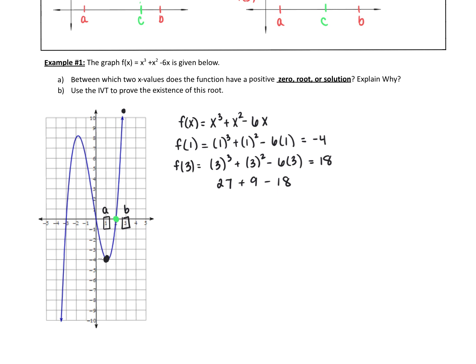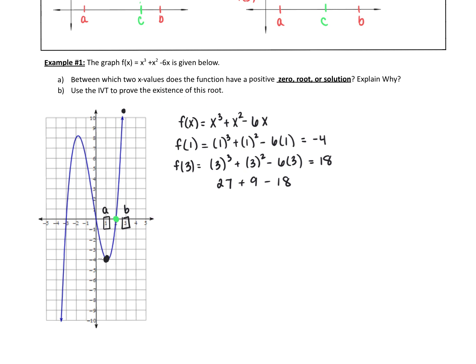So if we were able to see when x is 3, the y value would be up here somewhere at 18. So there will exist some c value in between negative 4 and 18. So negative 4 and 18. So doesn't that prove that if I'm going from negative territory to positive territory, the curve is going to pass through the x-axis, thus creating the existence of a root, right?